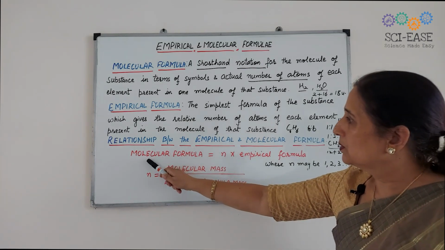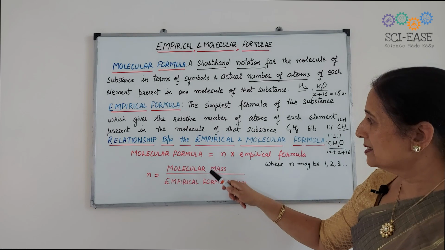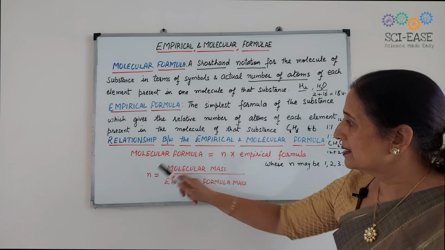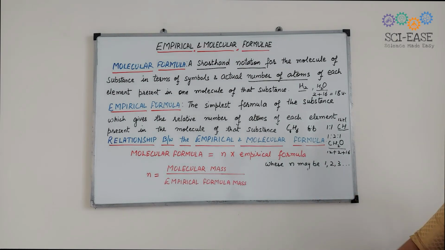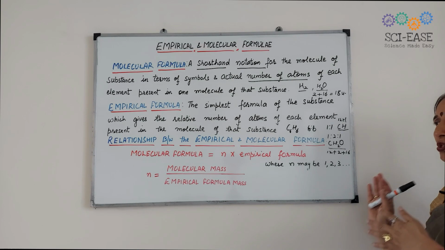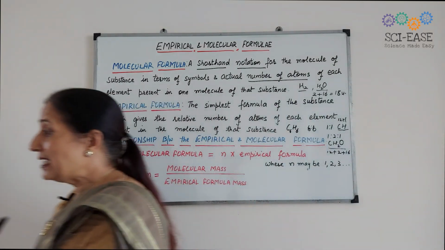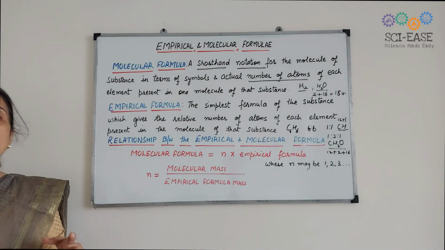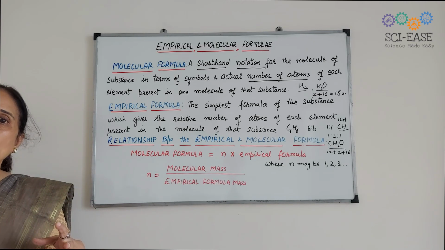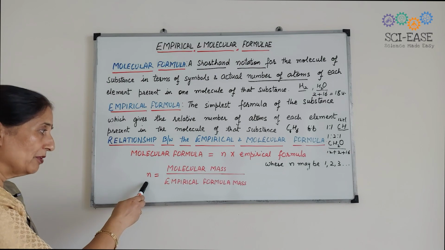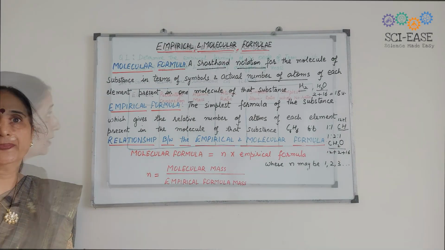How can we calculate this N? N will be equal to molecular mass over empirical formula mass. Here N may be 1, it may be 2, 3 and so on. These things will become more clear when we solve the numericals. Then there we will calculate N also.